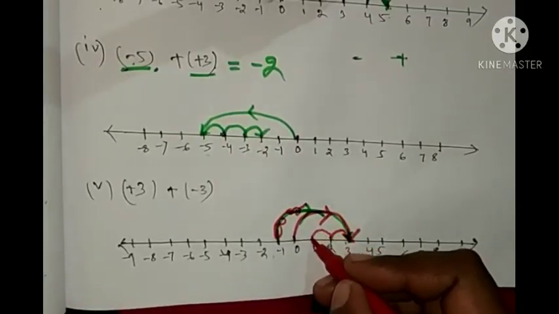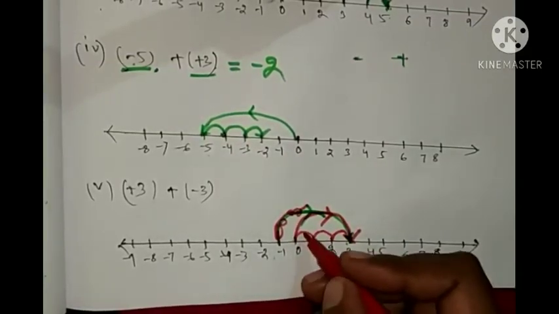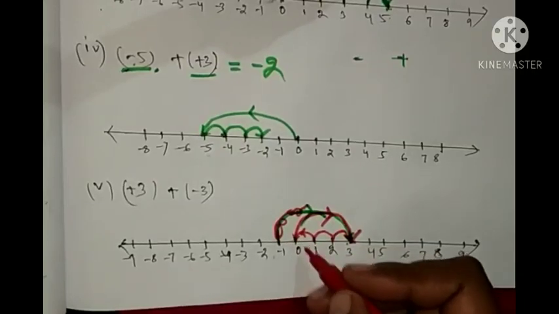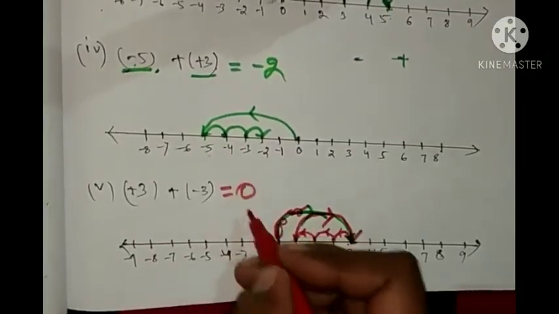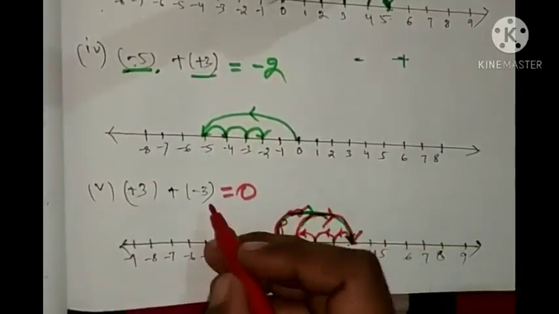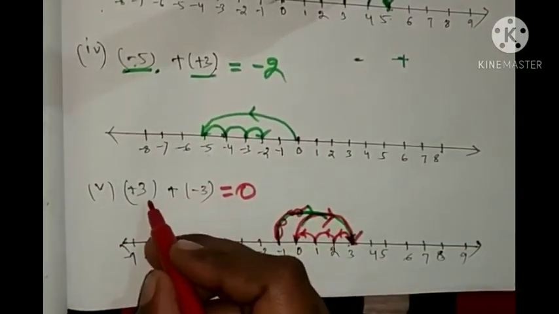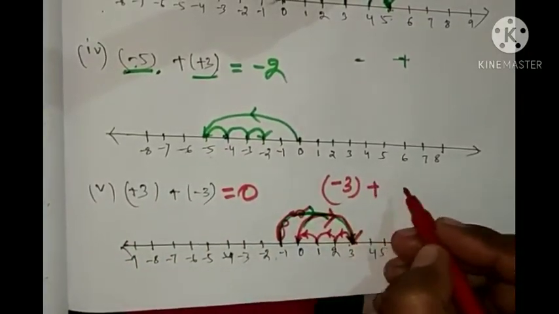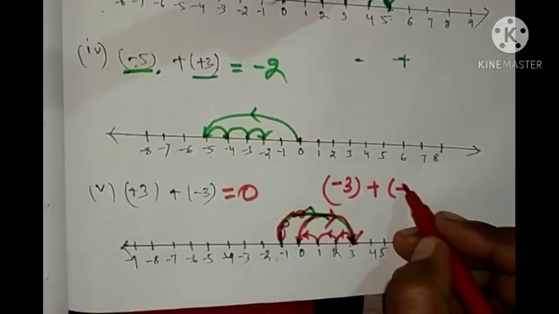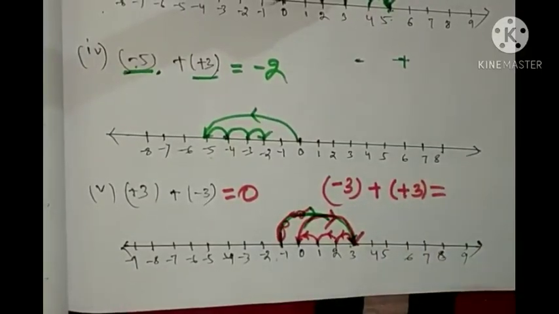1, 2, 3. So what are you getting? The answer is 0. If I reverse the order, I will put minus 3 first and then plus 3. What will we get? We'll see.